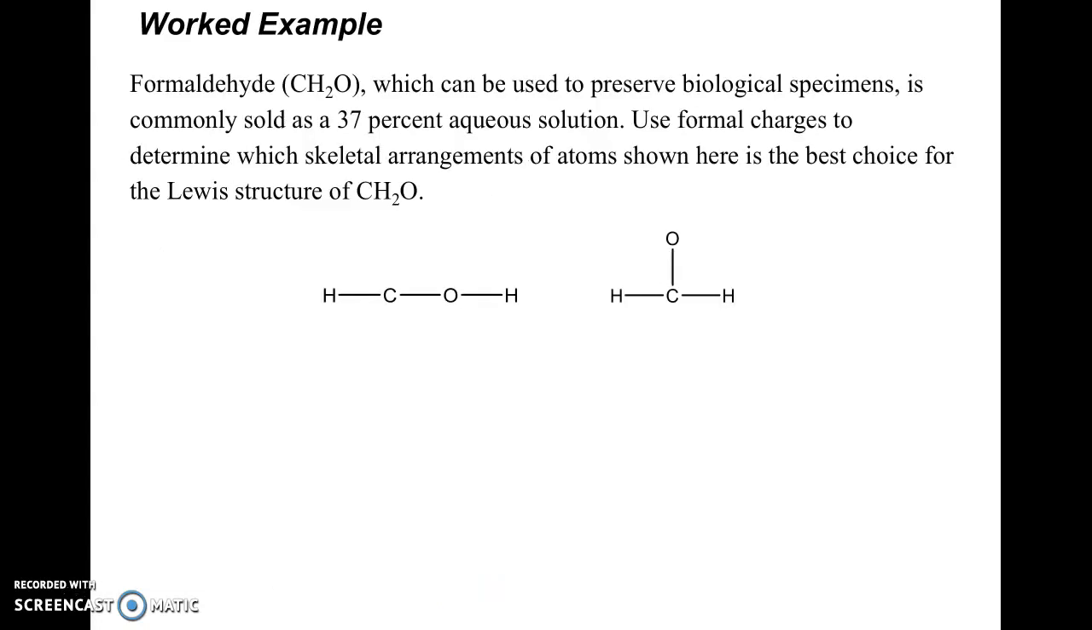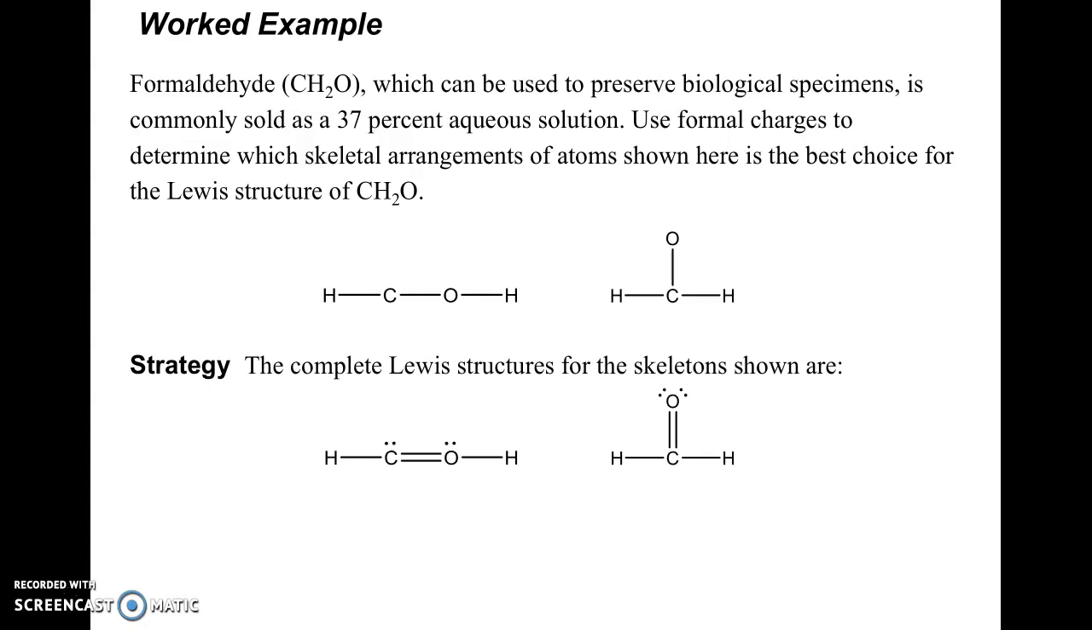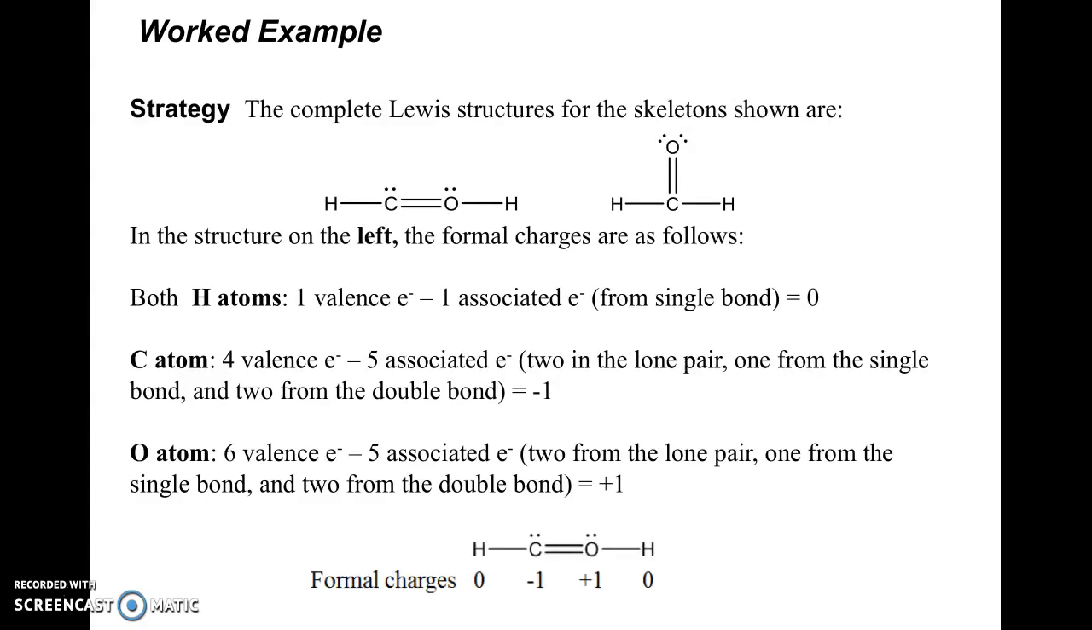Okay, so here's an example where we're going to look at formaldehyde. There are 2 potential structures shown, and we want to determine which is the best structure. So in order to do that, we complete the Lewis structures from those skeletons, putting in the double bonds and the non-bonding pairs of electrons. And then we look at the formal charges.